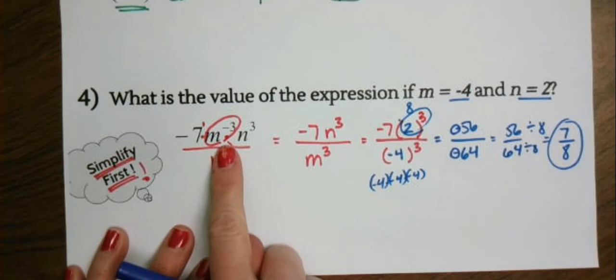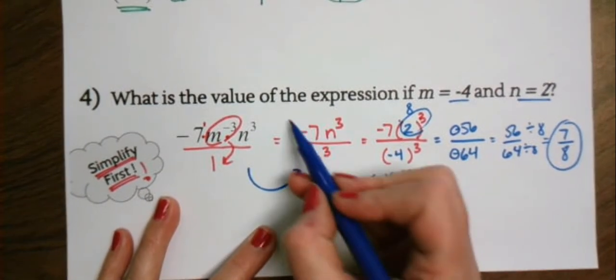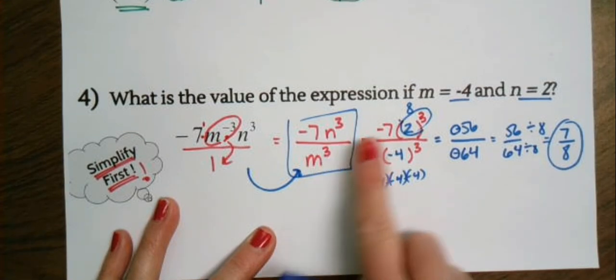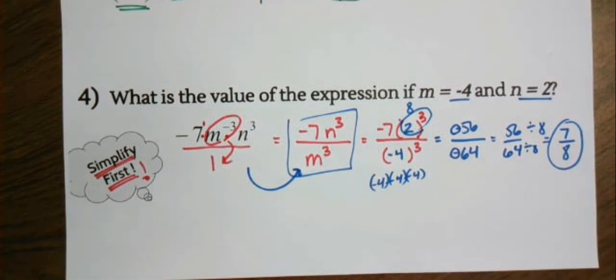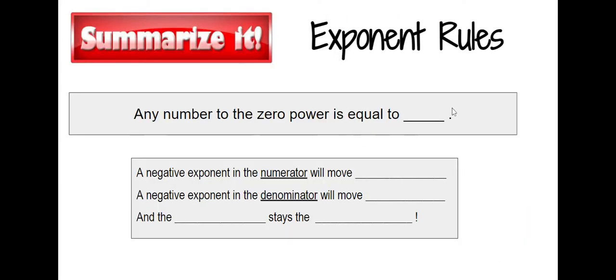Okay, so you want to simplify first to get everything to be positive exponents, and that's what we did here. Then once you have that, then you start plugging everything in. Okay, that would be my advice to you with that one. Okay, so let's summarize it. We had 2 exponent rules. Any number to the 0 power is always equal to 1, and a negative exponent upstairs will move downstairs. If you have a negative exponent in the denominator downstairs, they will move upstairs, and the base stays the same.